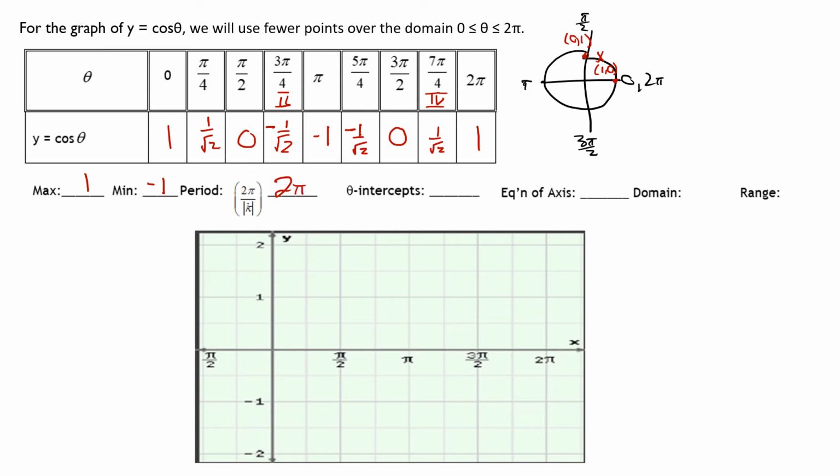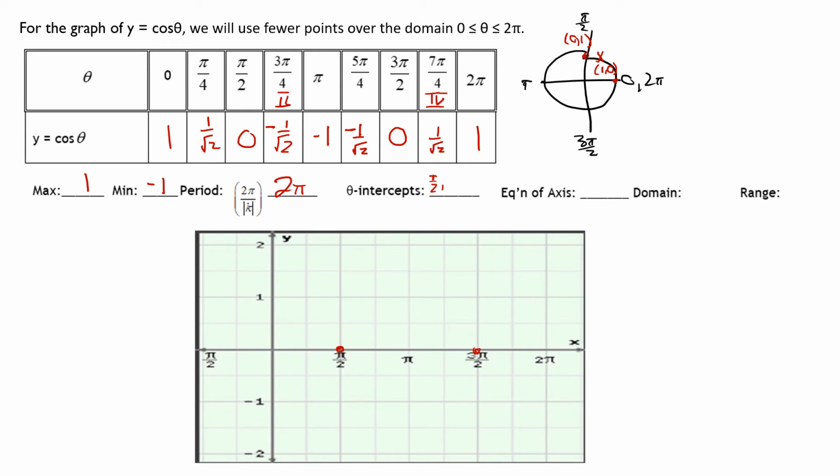The theta intercepts, so the ones we haven't graphed yet, but the ones that we have according to our graph are: here's an intercept, and here's an intercept. Those are our theta intercepts. Let me just put them on the graph. Pi over 2 and 0. There's one. And 3 pi over 2 and 0. So those are our theta intercepts. We have them at pi over 2.